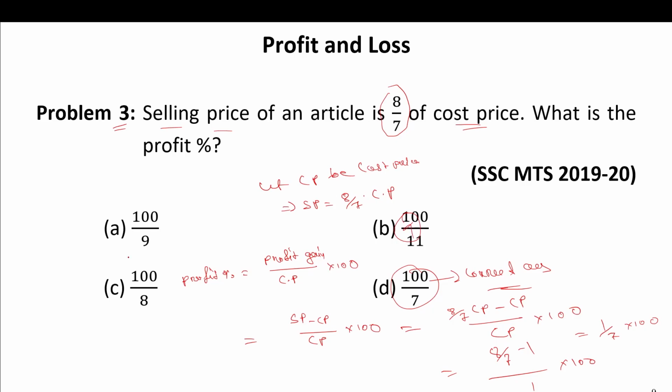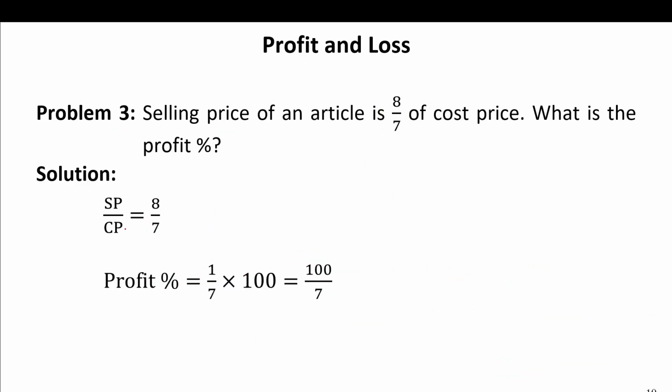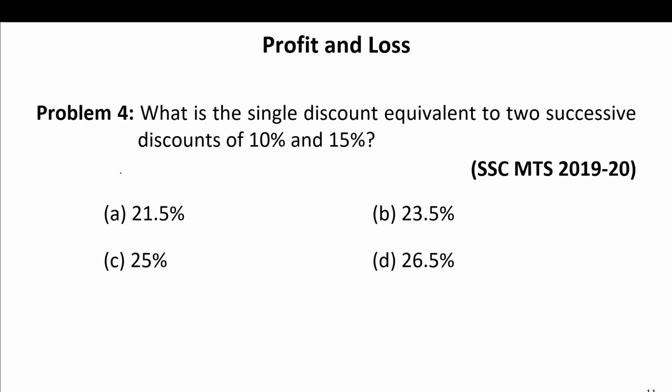So these are all wrong options. So SP by CP is equal to 8 by 7. Okay, so the final answer is 100 by 7. So let's go forward with problem number 4 and let's see what it brings to the table.